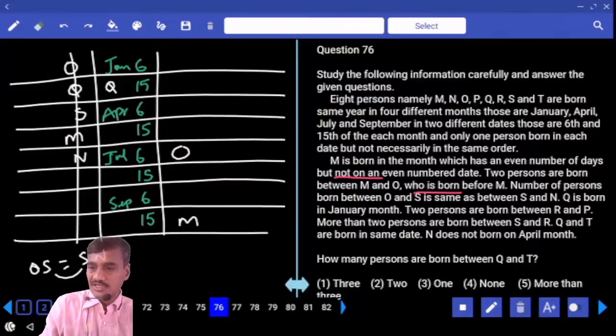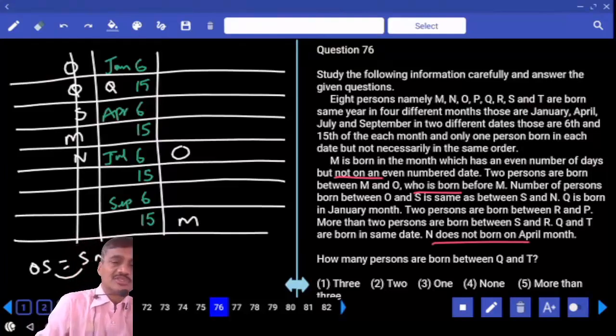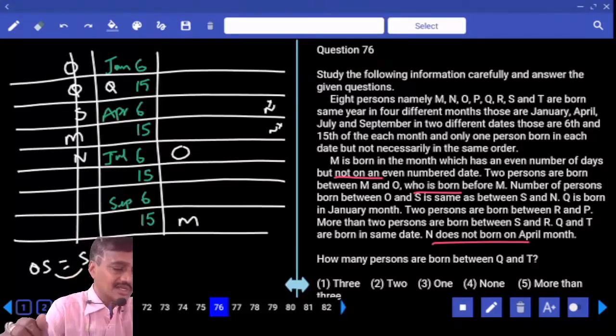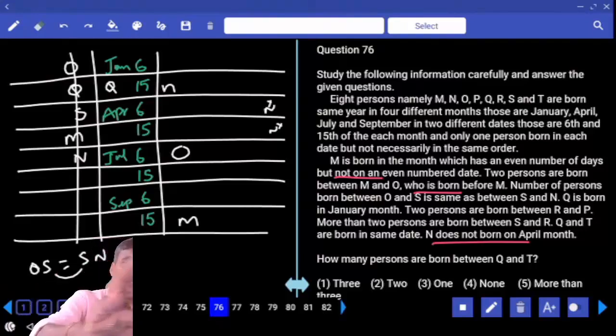Now in the second case, the number of persons between O and S is the same as between S and N. And N cannot be born in the month of April. As N cannot be in the month of April, what are the different possibilities we have? Can we have N at this place? Between O and N there are 2 people. Hence in between N and S there must be exactly 2 people, not possible. Hence N cannot be here.